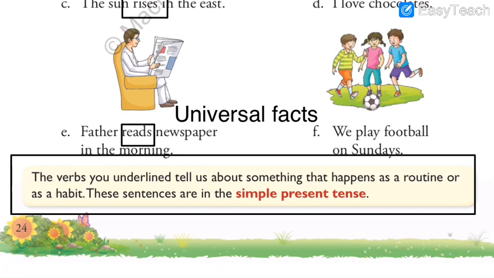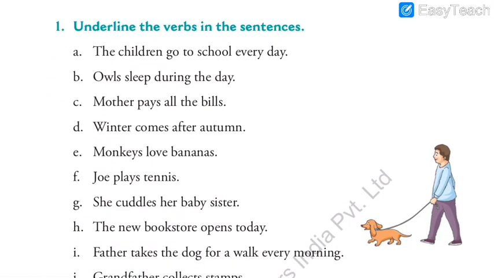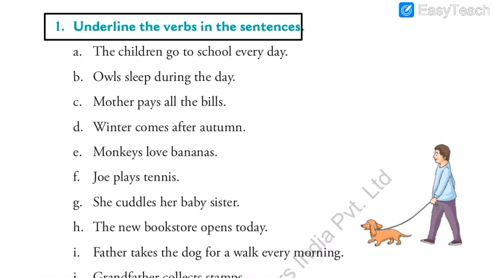So even these are included in the definition of simple present tense. So these sentences are in the simple present tense. So whenever you read the sentence, you should recognize whether it is a routine, habit or universal fact. If it is so, you should know that these are the simple present tense sentences. Okay, so now here you have to solve the first exercise. Let us just solve it.